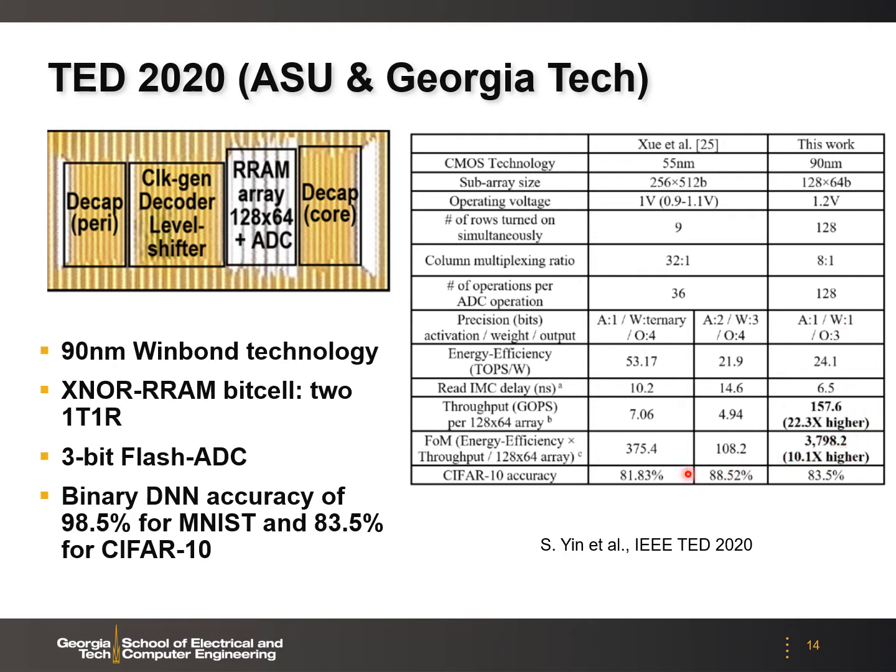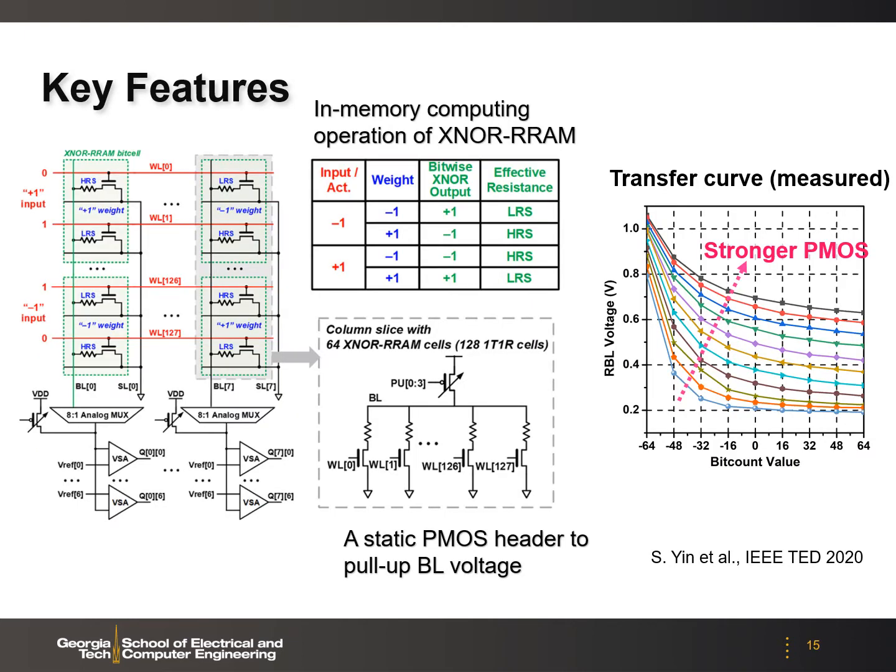If you consider the energy efficiency times the throughput, which is essentially the energy delay product, this design is like 10 times better than the prior design based on RRAM technology. And reasonably good accuracy was reported by this design. We will see more details in the next slide. One of the key features is the 2T2R bit cell.